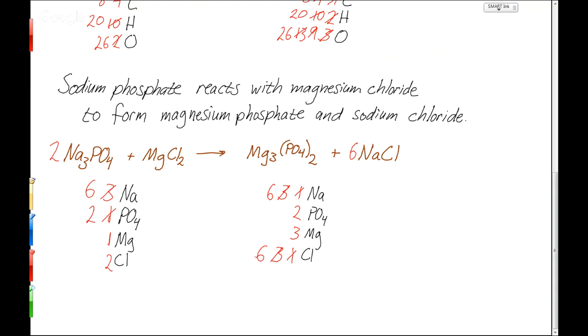Okay. 1 Mg to 3, so we want 3 of those. That changes that to 3, changes that to 6, and now everything is balanced.